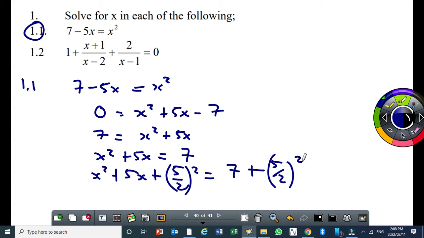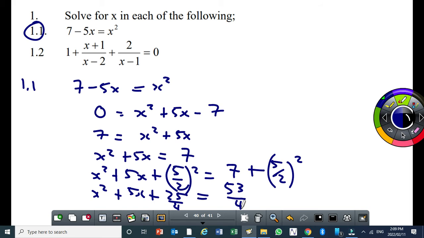If it happens that you forget to add the square of half of the coefficient of x, you get an incorrect answer. So this will become x squared plus 5x plus 25 over 4 is equal to, if I simplify this, I'll get 25 over 4, but there's a 7 here. Okay, so I'll get 28 plus 25, so that will give me 53 over 4.